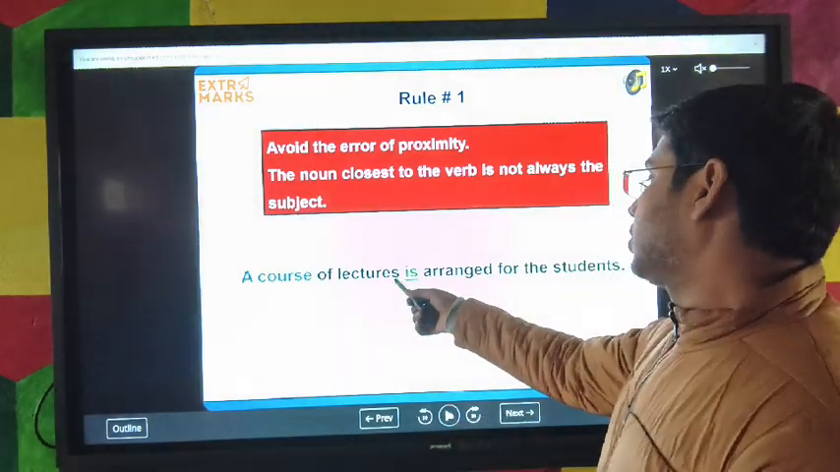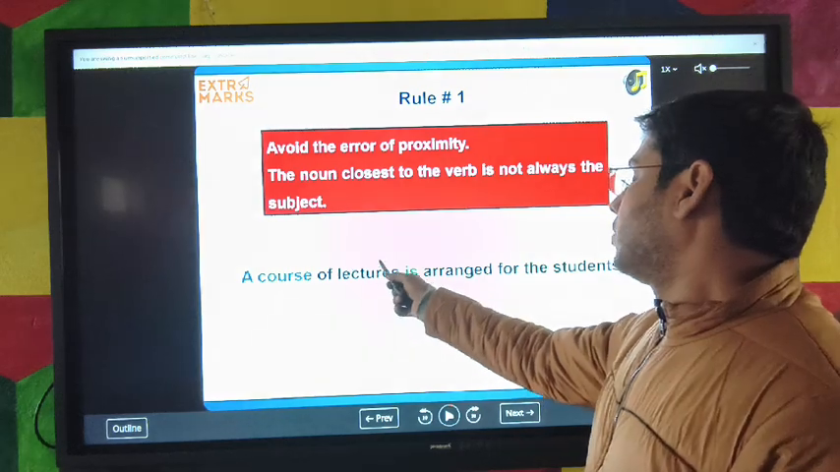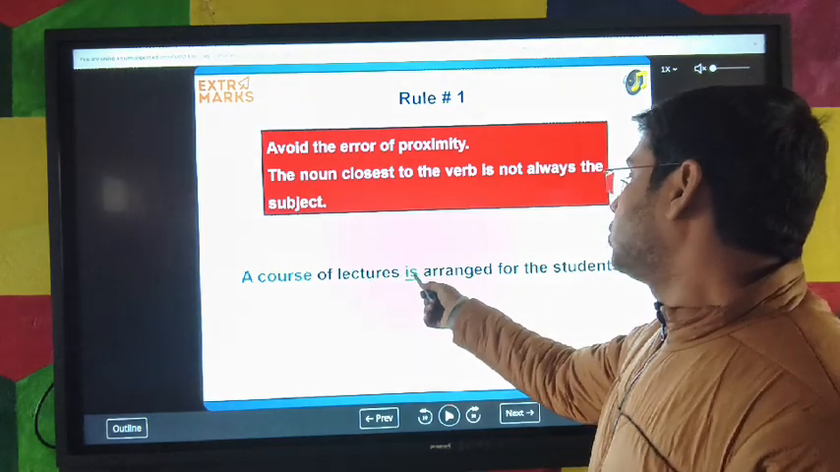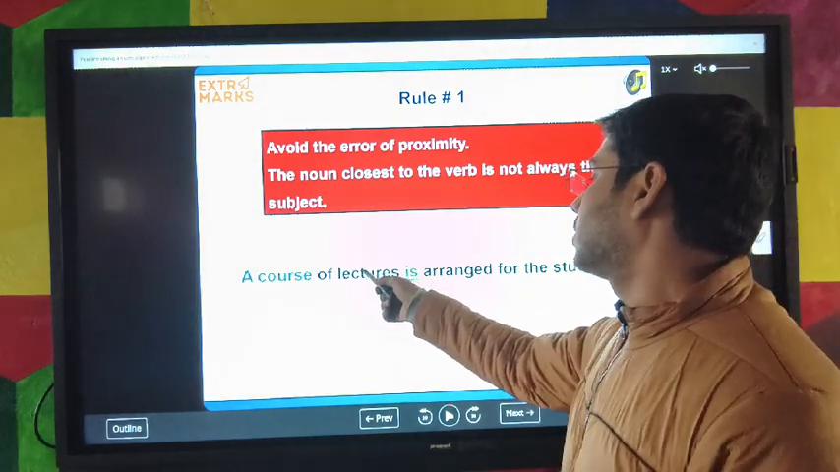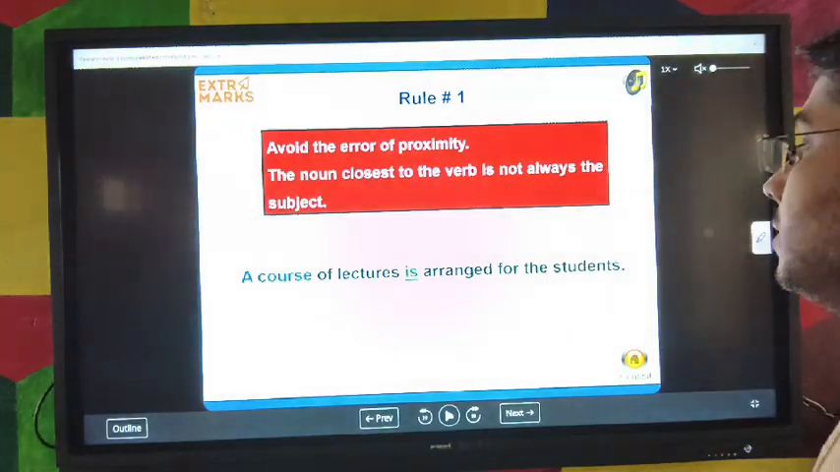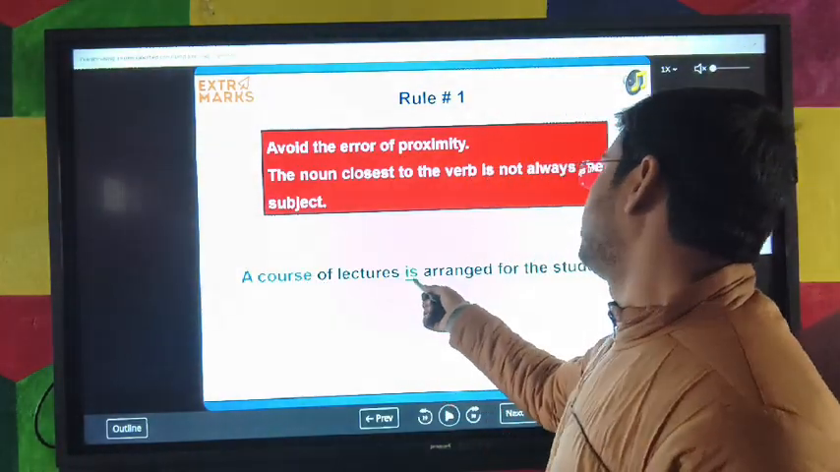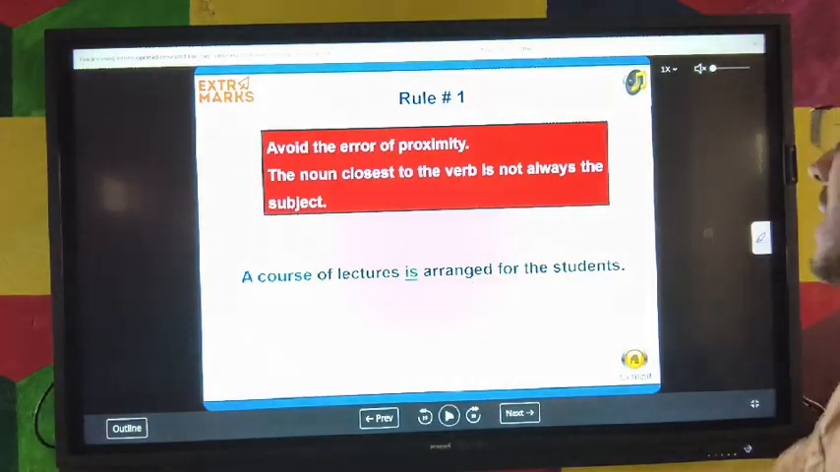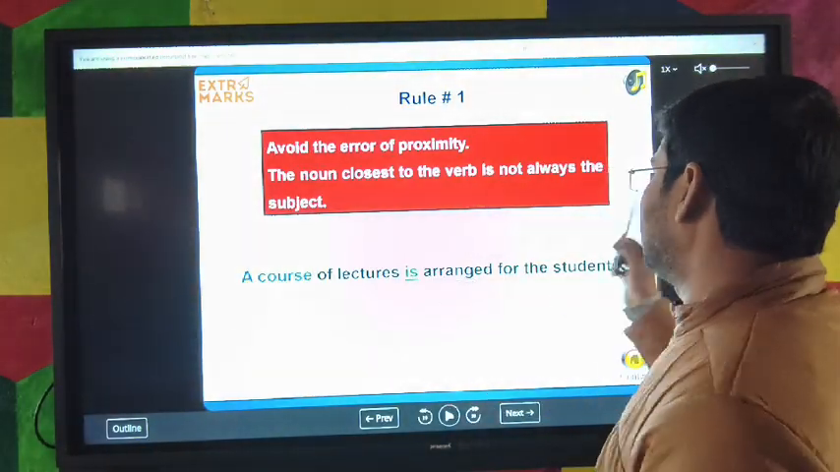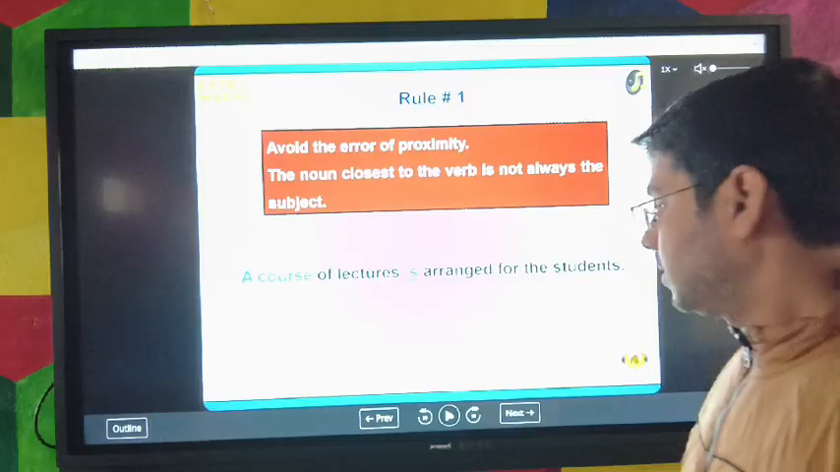A course of lectures. Here the noun lectures is close to the verb is, but this one is not the subject. In this sentence the subject will be a course. A course is singular, so we will use the verb is, which is singular. A course of lectures is arranged for the students.